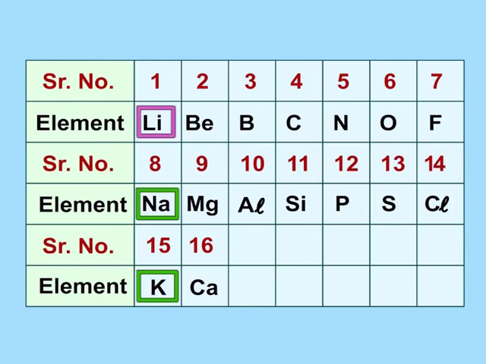A gap of 7 elements exists between the positions of lithium and sodium, and a similar gap is present between sodium and potassium. These three elements arranged vertically resemble in properties.